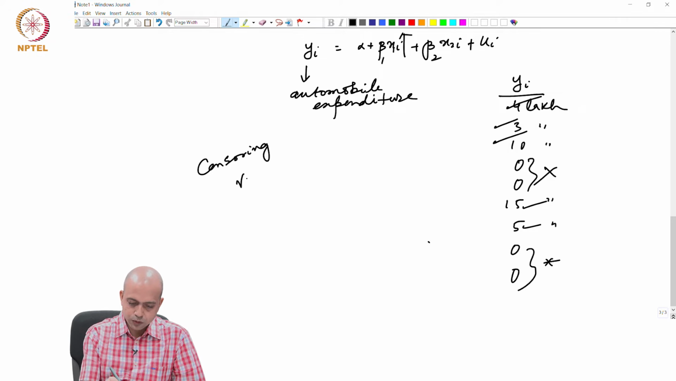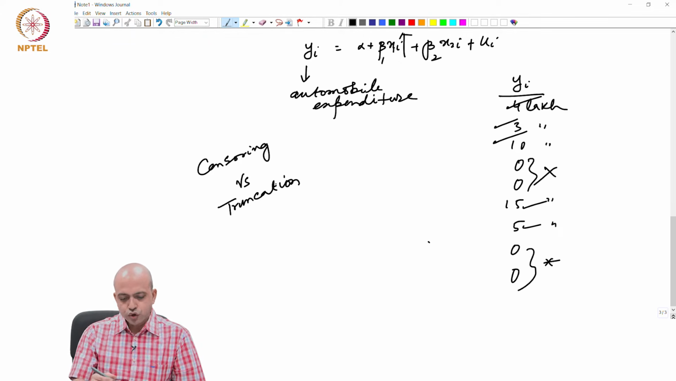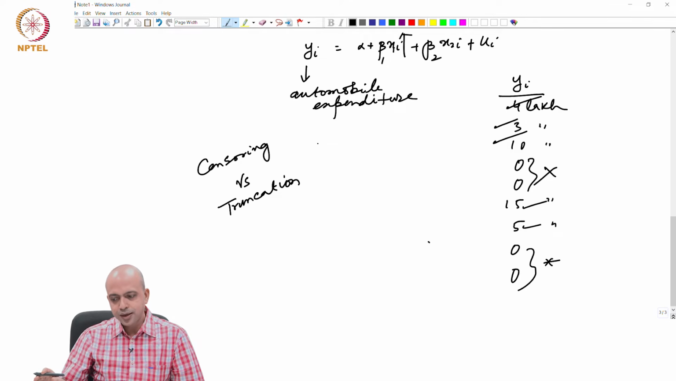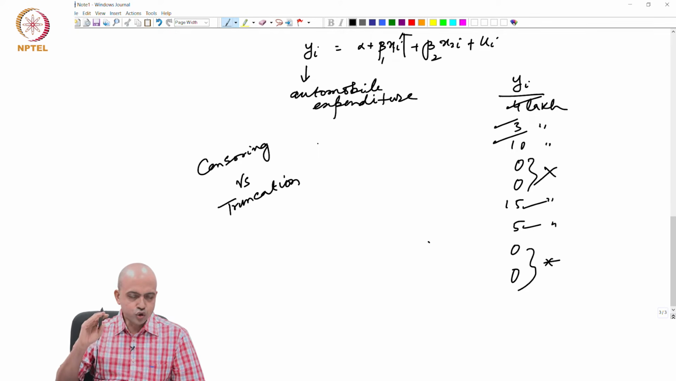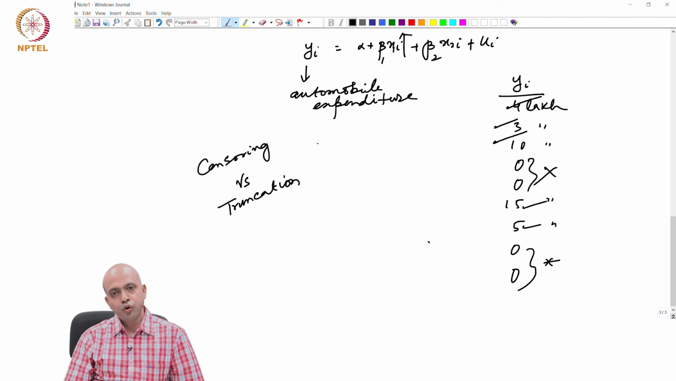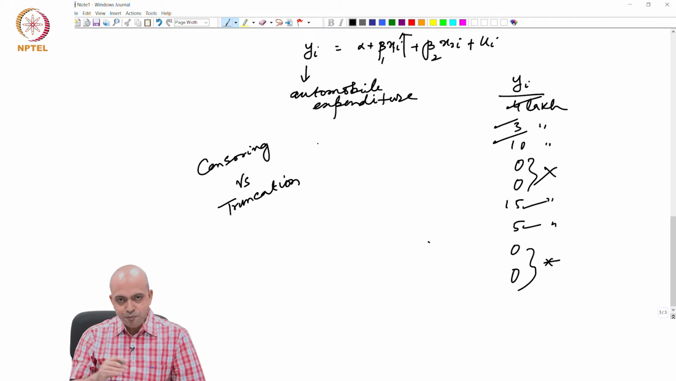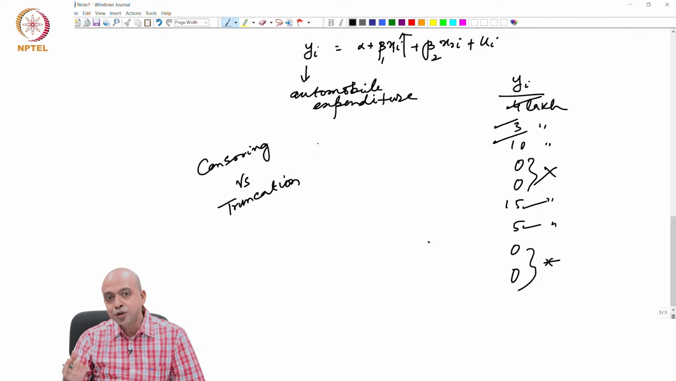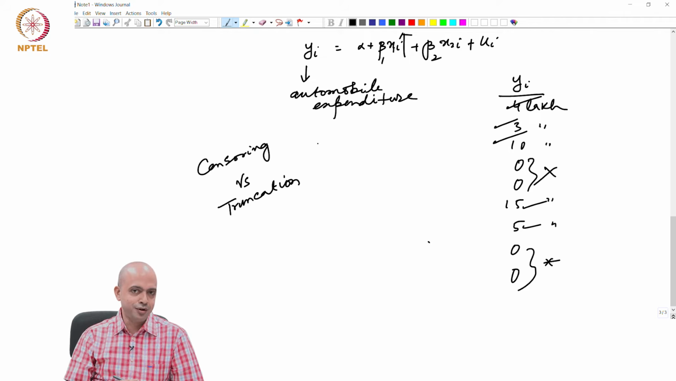Censoring versus truncation. Censoring means you have complete observation on x, but you have limited information on y. Now, suppose after collecting the sample, you do not want to include those observations with 0 automobile expenditure. Then what do you do? You delete these observations. After deleting those observations, your sample would become a truncated sample.